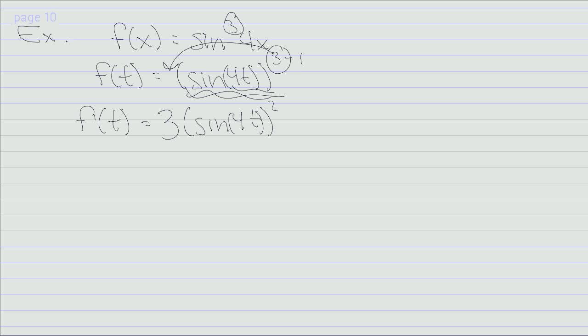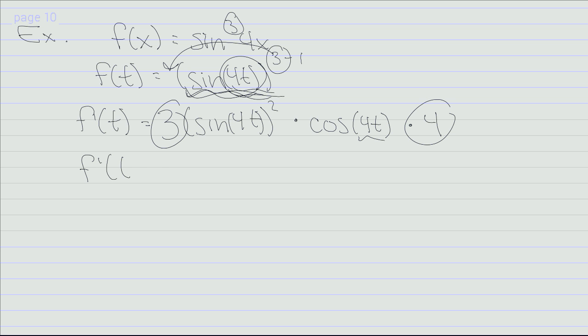Now, the chain rule says I need to tack along the derivative of the inside stuff. Well, the derivative of sine is cosine, so it's going to be cosine of 4t. But that derivative also requires the chain rule because there's a 4t, so tack along a 4. The 3 and the 4 can multiply together. F prime of t is going to be equal to 12 sine squared of 4t cosine 4t. And we're done.